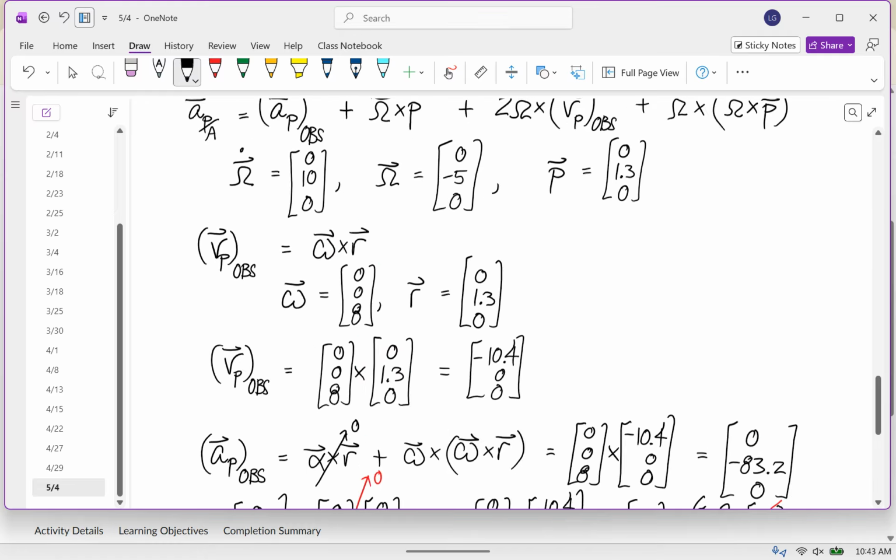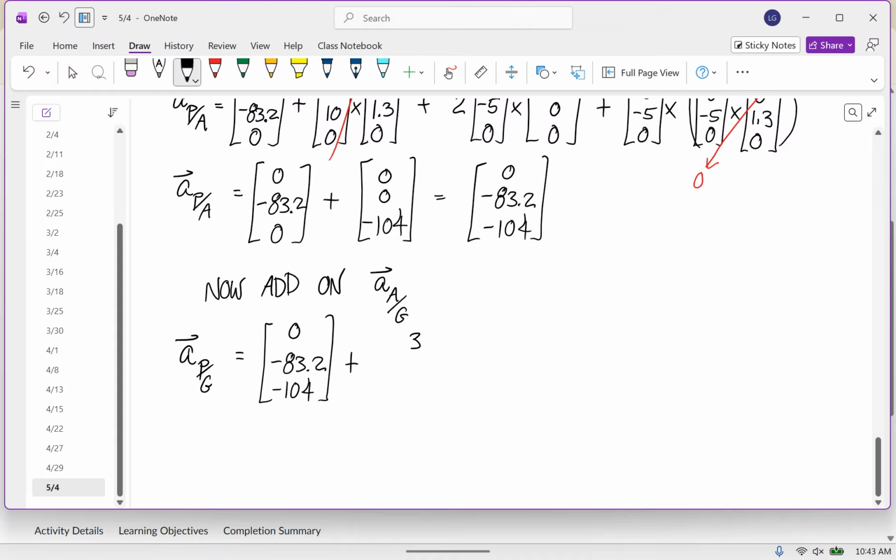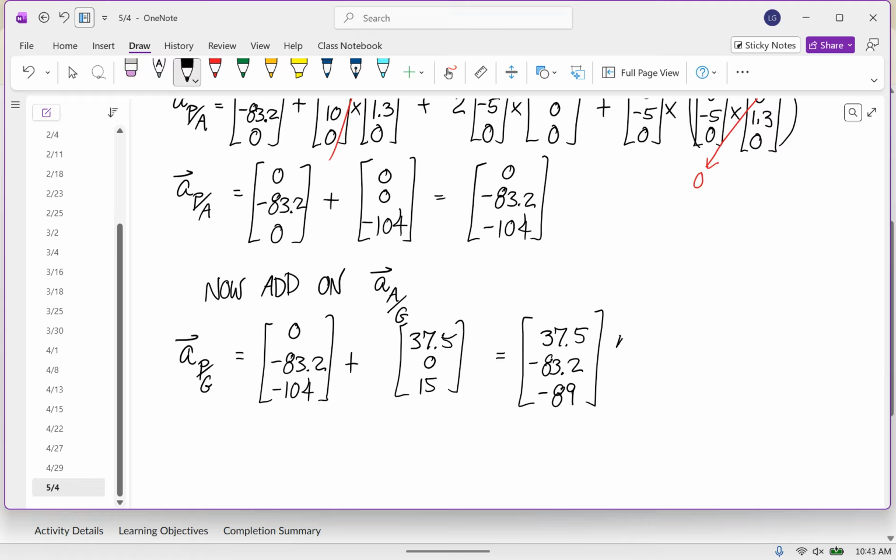plus the thing, 37.5, 0, 15. And what we get is 37.5, negative 83.2, negative 89. Does that match what we got on the first one? Yep. Okay, that's stressful because a lot of little sign errors and stuff can happen when you do these, but we got the same thing.